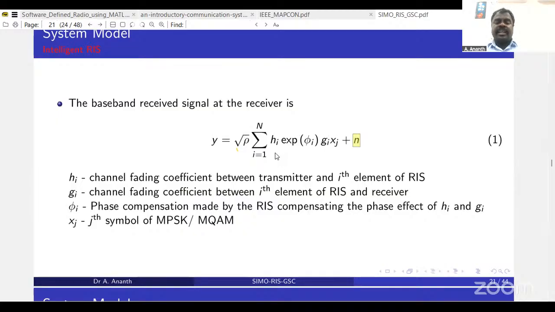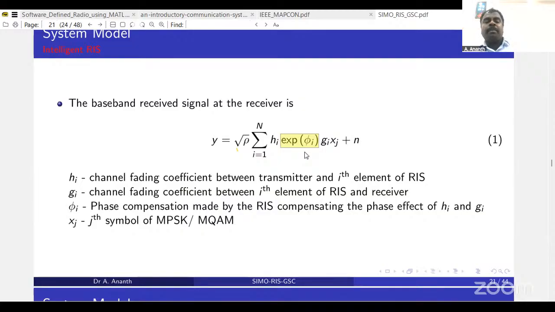Next, h_i indicates the channel fading coefficient between the source and the ith element. In a similar way, g_i indicates the channel fading coefficient between the ith element and the destination. And x_j represents the jth symbol of your modulation scheme, MPSK or MQAM. The only thing left is our exponential of phi_i. This indicates that this RIS is intelligent such that it tries to do some form of phase adjustment or phase alignment, so that all the signals that reach your destination will have higher energy.